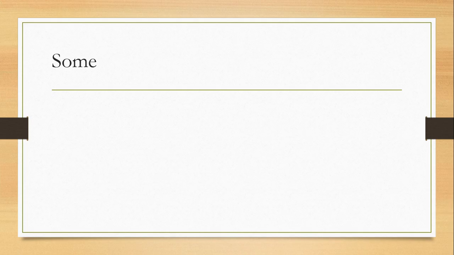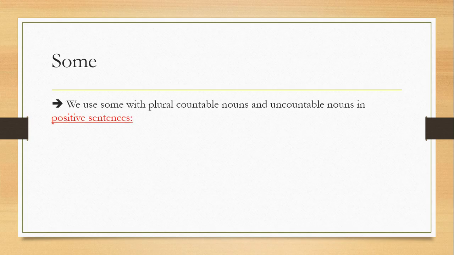So what is the meaning of some? Some means an amount or a number of something. Okay, an amount or a number of something. So when do we use it? So we use some with plural countable nouns and uncountable nouns in positive sentences.